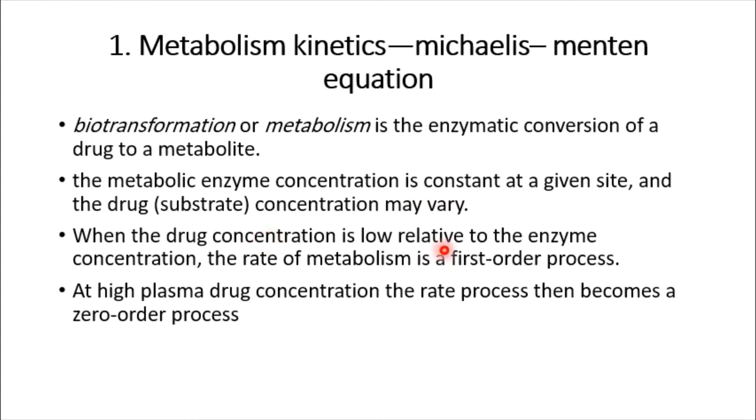When a drug concentration is low relative to enzyme concentration, then the rate of metabolism is a first order process, which means as the concentration increases, the metabolic activity will increase, while at very high plasma concentration, the process becomes zero order. This is because, as we said, there is a specific number of available sites for the metabolic activity. If all of these sites are saturated, then the rate of metabolic activity will depend only on the available sites, and increasing the concentration will not increase the metabolic activity.